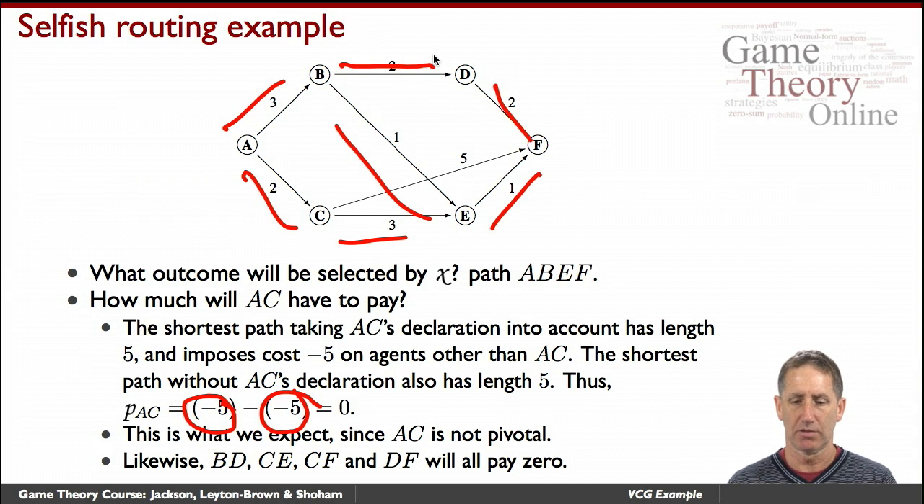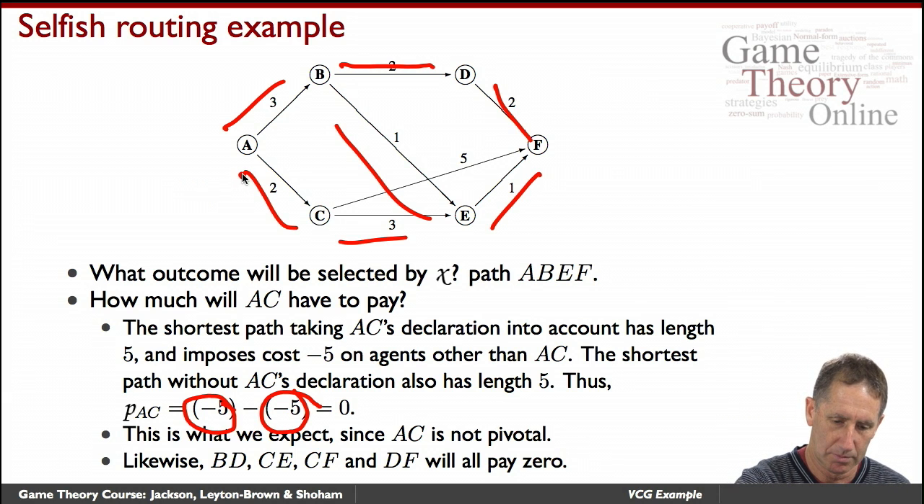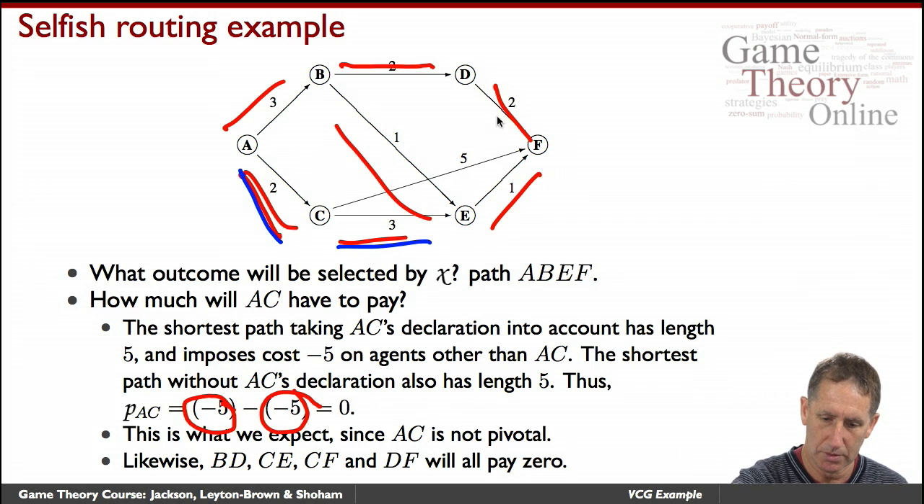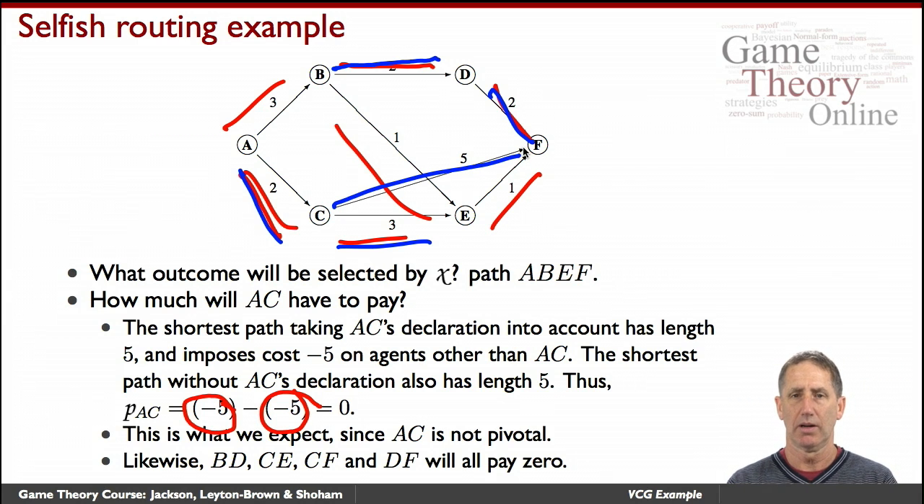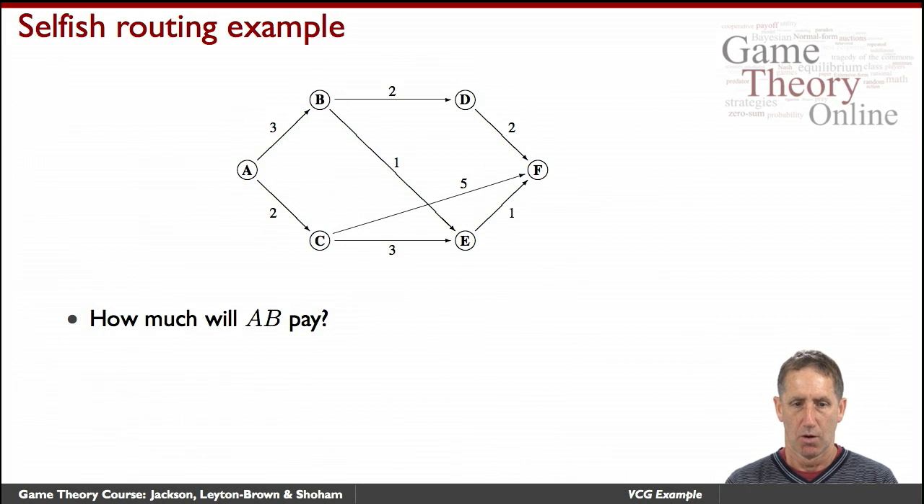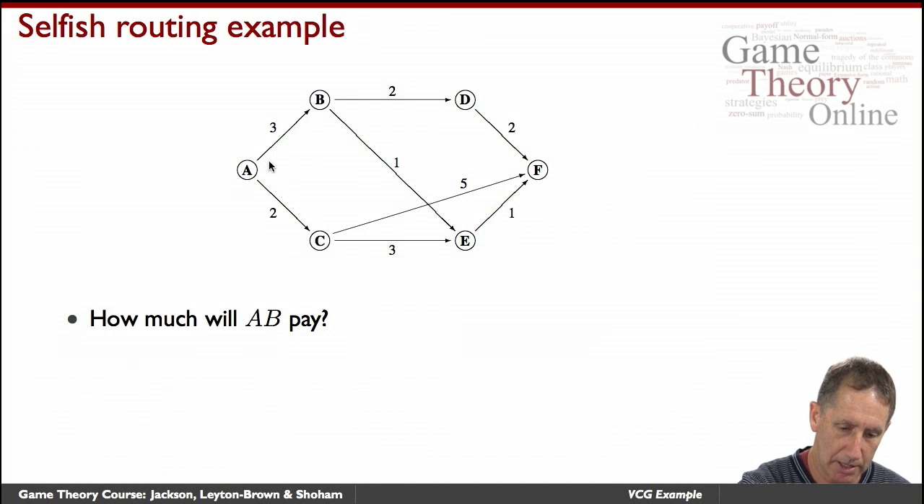And this is true for all the other edges that don't participate in the shortest path. All these edges, let's draw them in blue. These edges not participating in the shortest path will neither pay nor receive anything according to VCG. So that's the easy part. What about edges that do participate in the shortest path? So let's look, for example, at one of them, at AB.